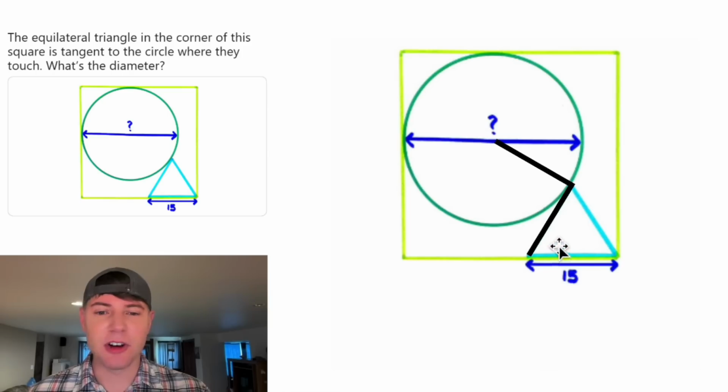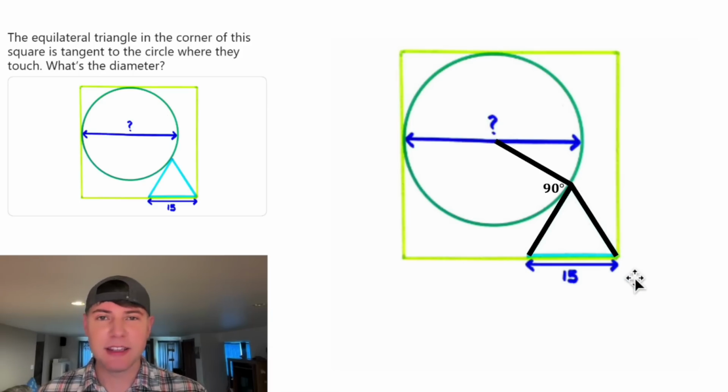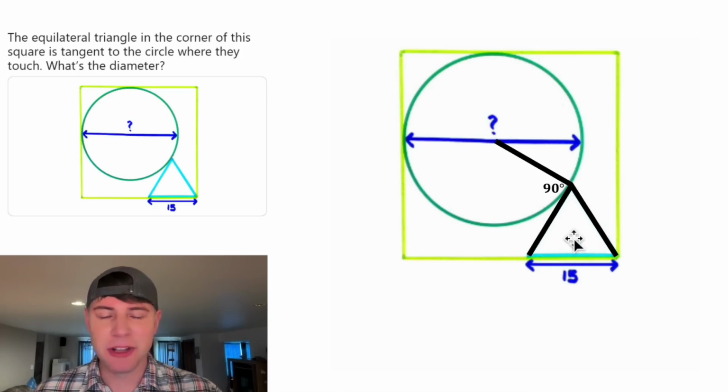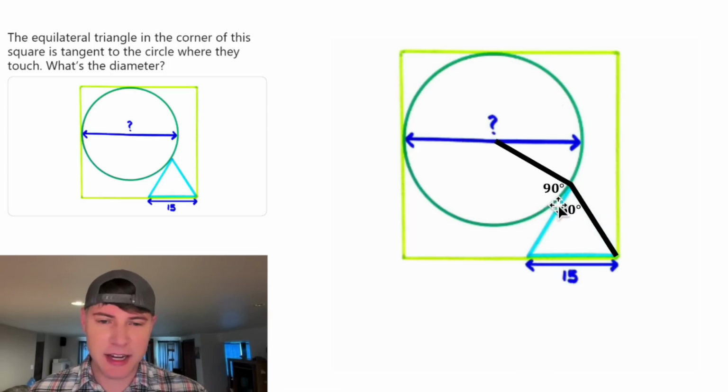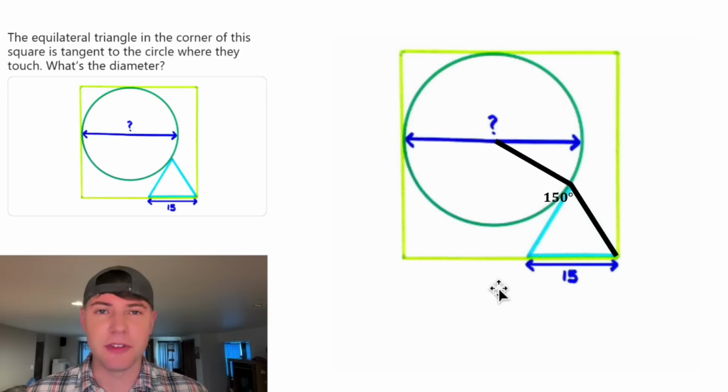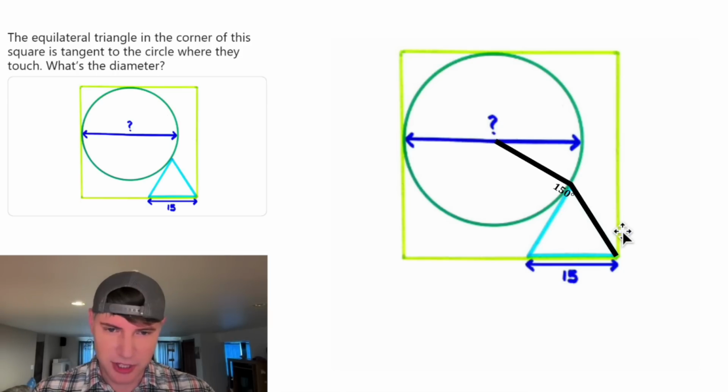Since tangent lines are always at right angles to the radius, this is going to be a right angle, or 90 degrees. And then let's highlight this side of the triangle. Since this is an equilateral triangle, this will be a 60-degree angle. And now let's unhighlight this side, and this 90-degree angle plus the 60-degree angle will make this whole thing a 150-degree angle. And let's smush that in here.